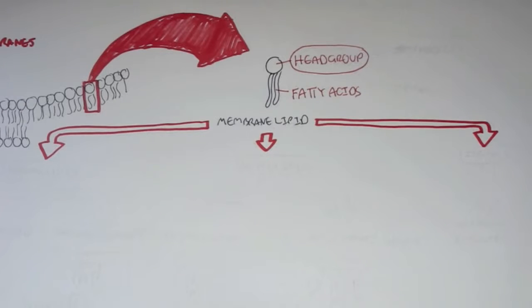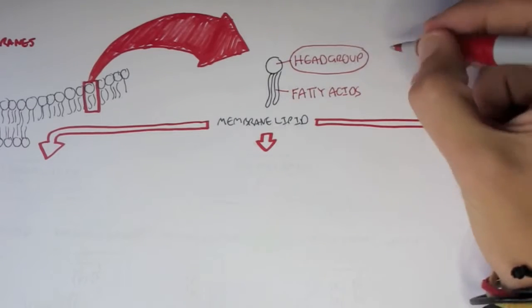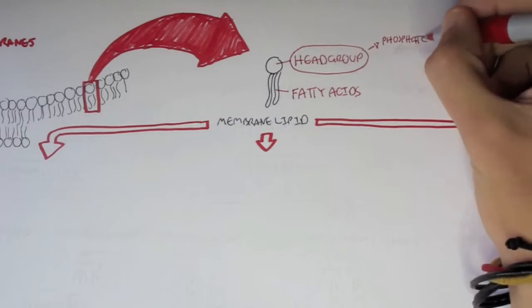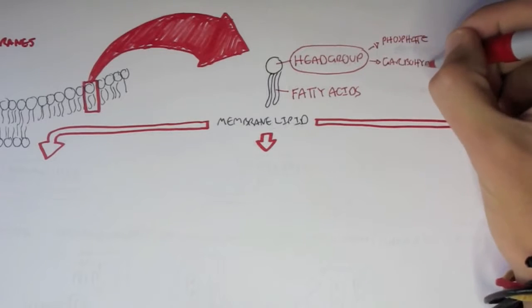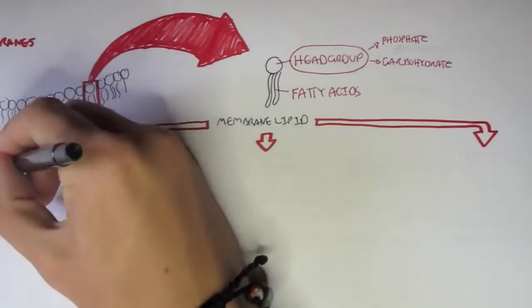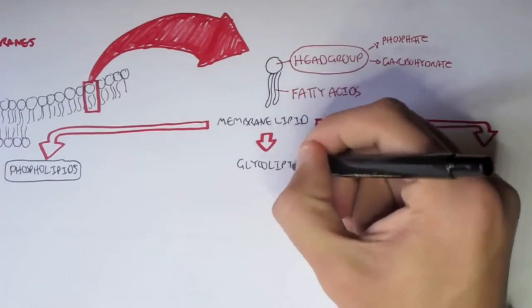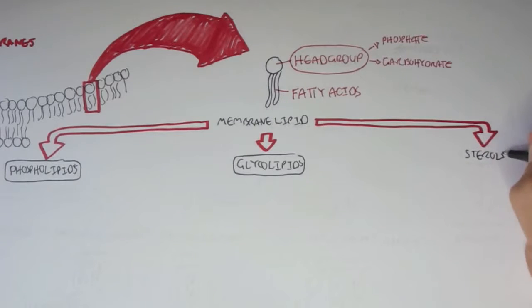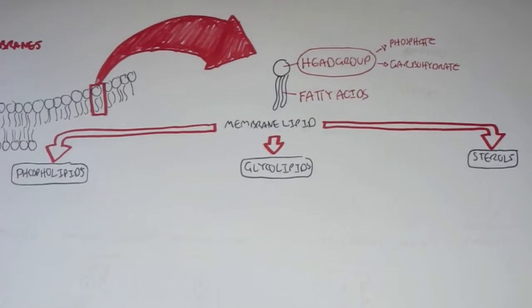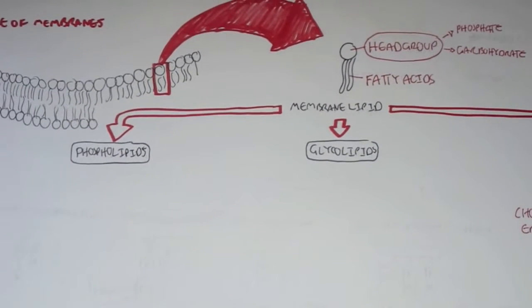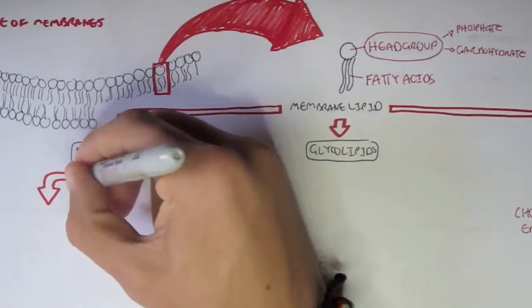So essentially, for the membrane lipid, there are 3 categories, not 3 types. The head groups can have a phosphate attached or a carbohydrate attached. So one category of membrane lipid can be a phospholipid with a phosphate, a glycolipid with a carbohydrate, or a sterol. And sterols, essentially, are just cholesterol or ergosterol. There are many others, and we'll talk about these later on. But for now, let's concentrate on phospholipids and glycolipids.